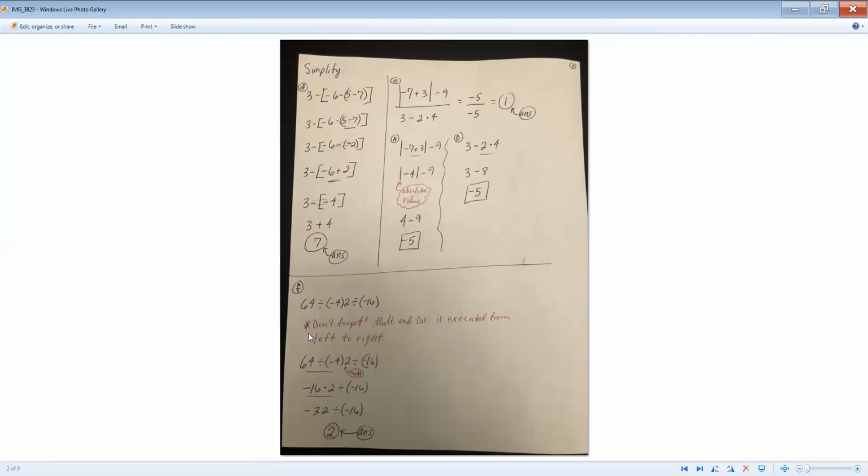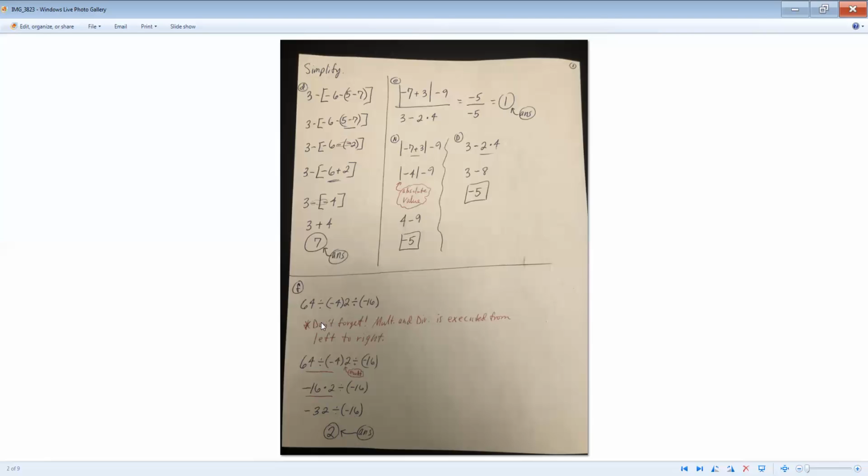So that's 64 divided by -4, which is -16. Then we have that multiplication of 2, so that'll be -16 times 2, which is -32, sorry about that. Then -32 divided by -16 will give you a +2 as a final answer.